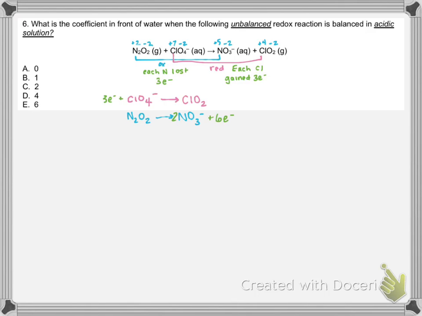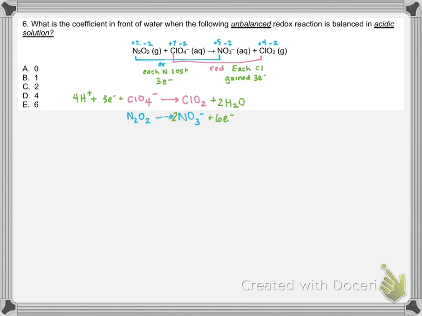Now we have to think about our oxygens and our hydrogens. So if we look at our top reaction, we have 4 oxygens on the left, 2 on the right. So what we'll do is we'll add 2 waters to the right. So now they have the same number of oxygens, but we've introduced hydrogens now. So to take care of that, we'll have to add 4 protons to the left. And so I think that half reaction is balanced.